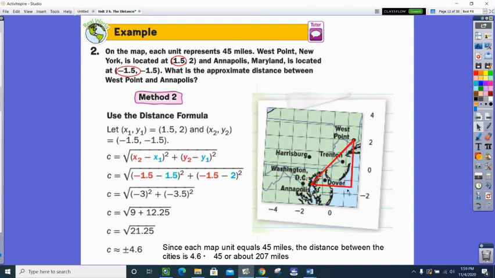counting and looking at the graph, and the other one, you just subtract the x's, square it, subtract the y's, square it, add those together, take the square root, and you'll get the distance. A squared plus b squared equals c squared, and you take the square root at the end.